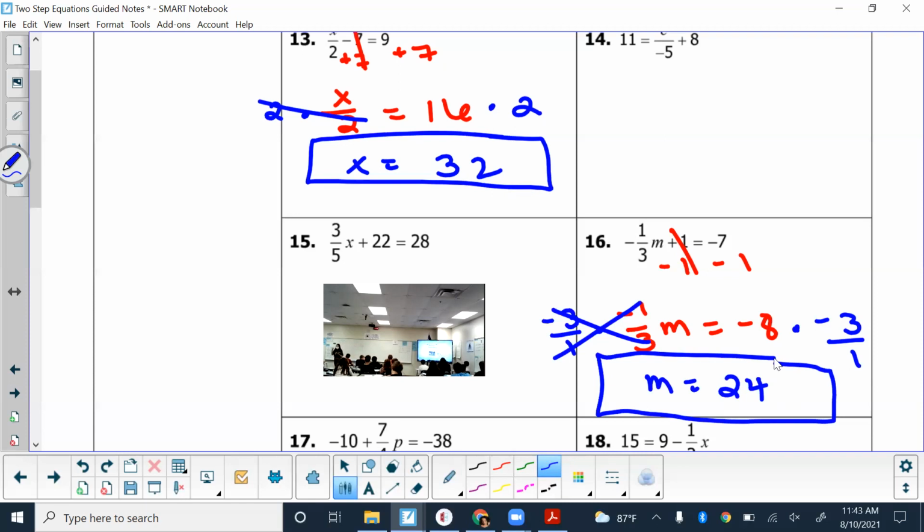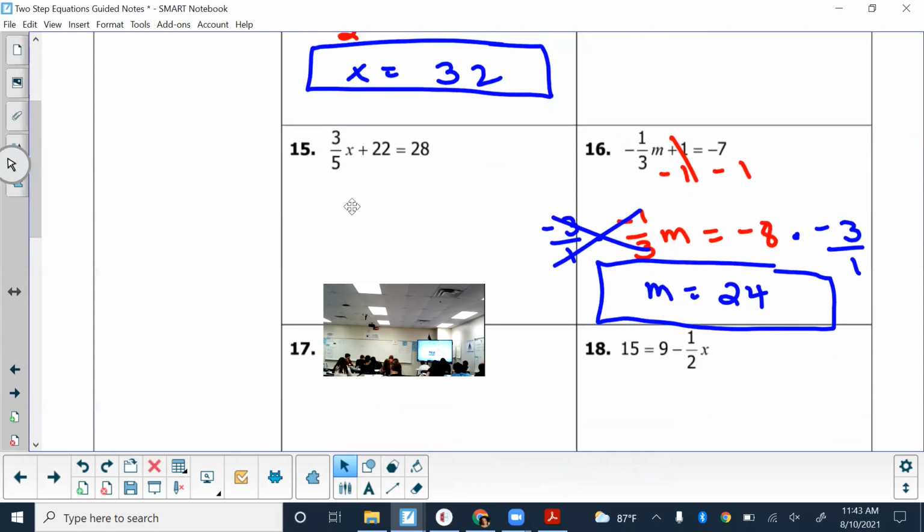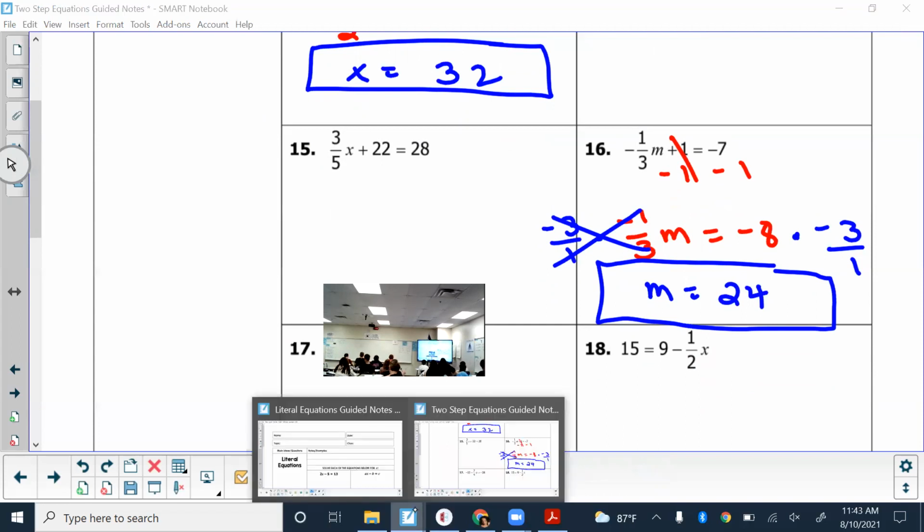Did we get it the first time? Did we make a mistake, but we know where the mistake was made and we won't make that mistake again? All right, well, let's hope so. All right, that's all I wanted to show you on this worksheet. Any questions before we move on to literal equations? All right, so put that in your binder. Remember, it has 3 holes for a reason.